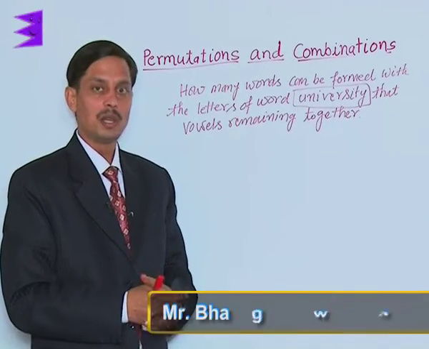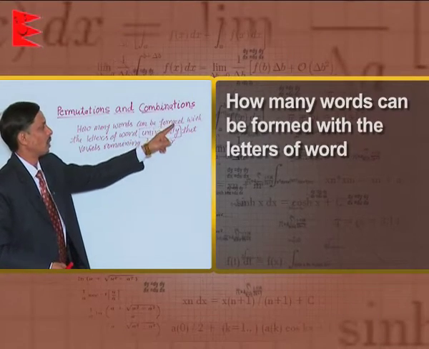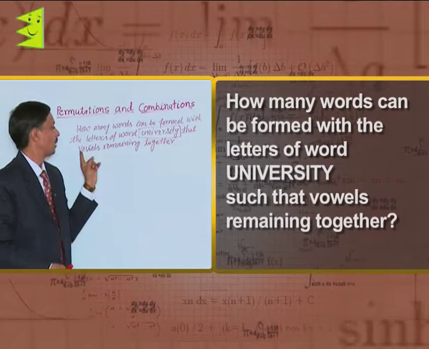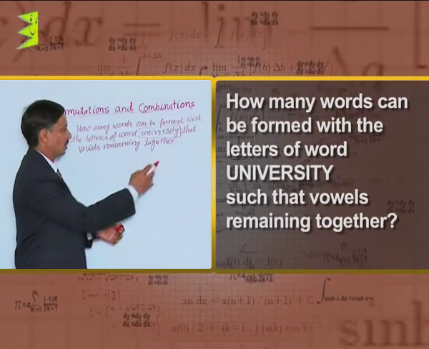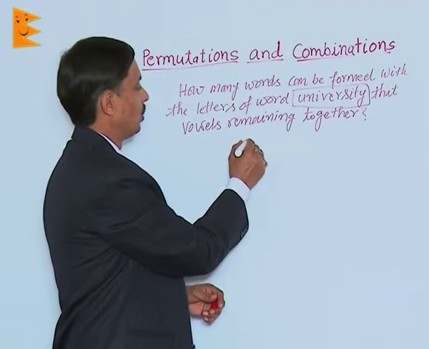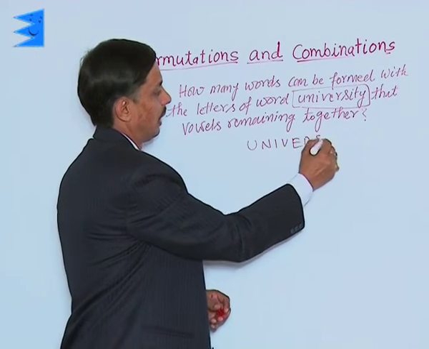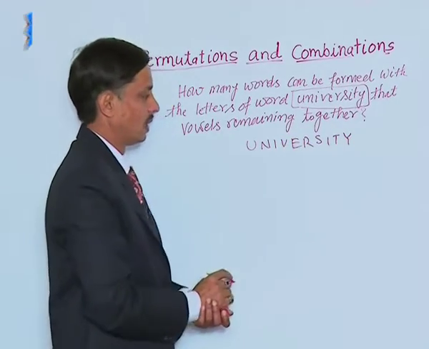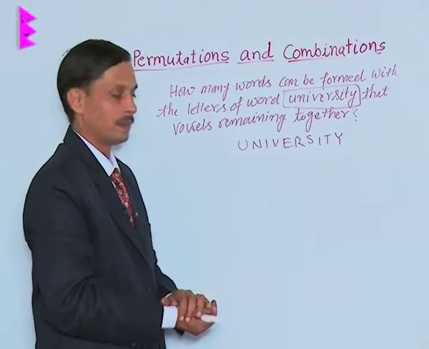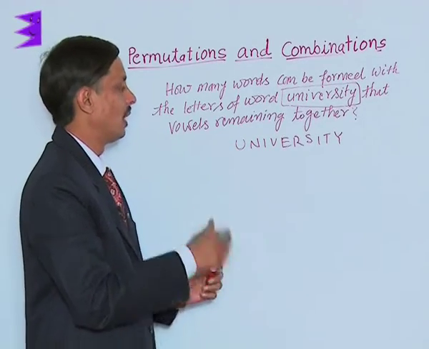Now one more problem related to the same permutations: how many words can be formed with the letters of the word university, such that vowels remain together. This is again a question of conditional permutation. First I want to tell you, UNIVERSITY. These are the letters used in writing the word university. The condition is all vowels remain together.